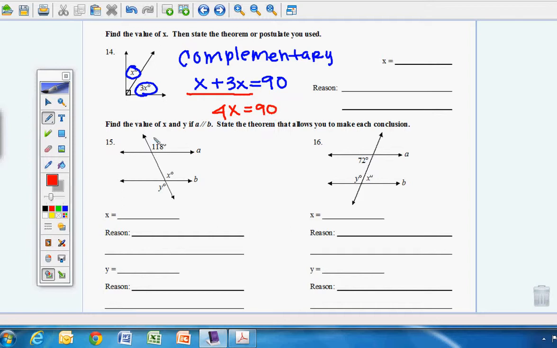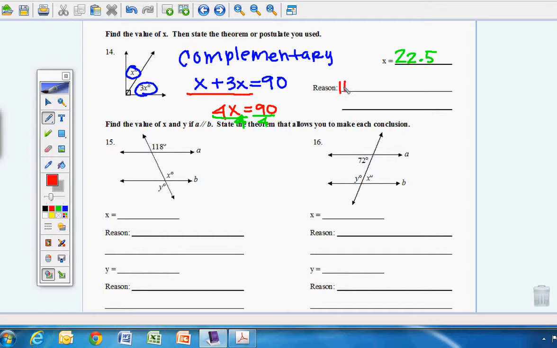And then we want to divide by 4 because we want to figure out what x is. That's what we're looking for. Divide by 4. Divide by 4. So x is going to equal 22.5. Now, how did I get there? This is the whole reason. This is everything that we've been doing. So I know that x is there, but why did I get there?